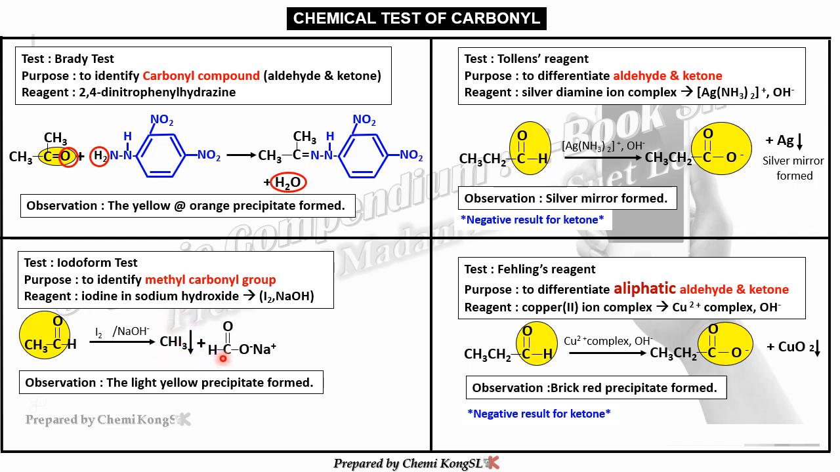Of course, be careful. You have to write down the C double bond O, O negative, and Na plus. Sometimes, if we are using hydroxide ion only, then if hydroxide ion, it means C double bond O, O negative here.